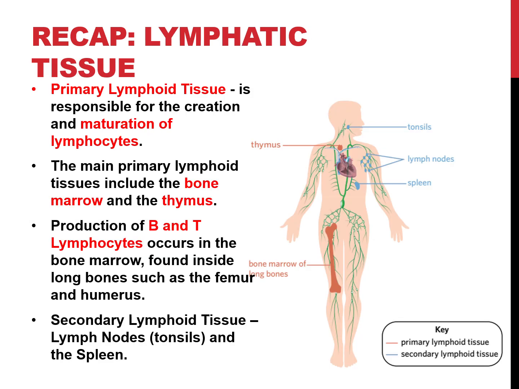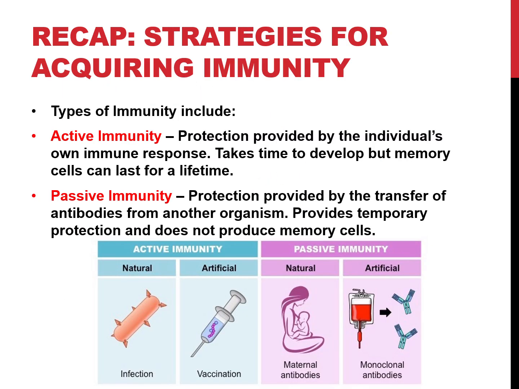We also looked at the lymphatic tissue. So lymph and lymph nodes, as well as the thymus and the bone marrow. We also looked at strategies for acquiring immunity. So active immunity, which is where your own immune response occurs. Your own body figures out the pathogen and it creates a memory, or immunity. Passive immunity is protection provided by a transfer of antibodies from another organism. So these are generally temporary, and they don't help to make memory cells. So think of an anti-venom when you get bitten by a snake.